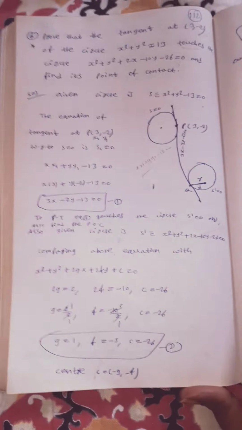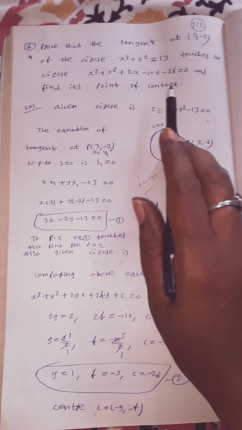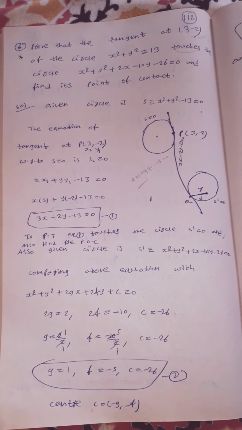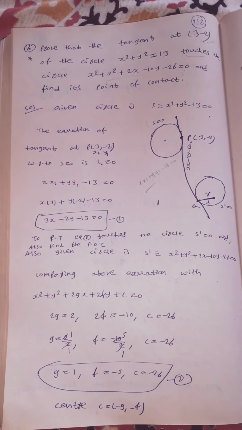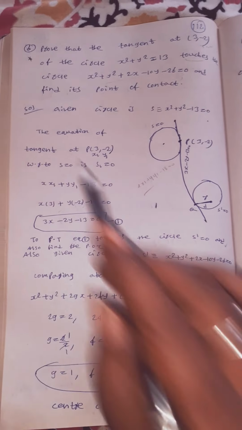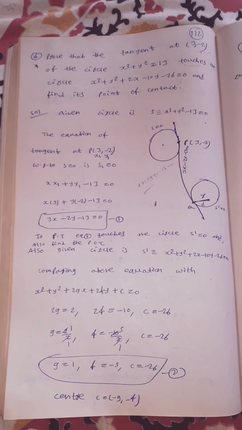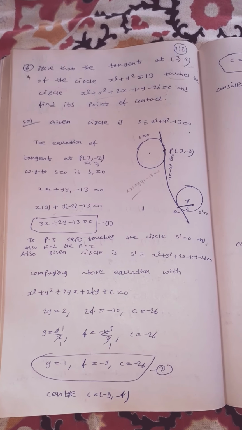Next, the sixth one, children. Prove that the tangent at (3, -2) of the circle x square plus y square equal to 13 touches the circle x square plus y square plus 2x minus 10y minus 26 equal to 0, and find its point of contact. So it is a very important 7 marks question, children.